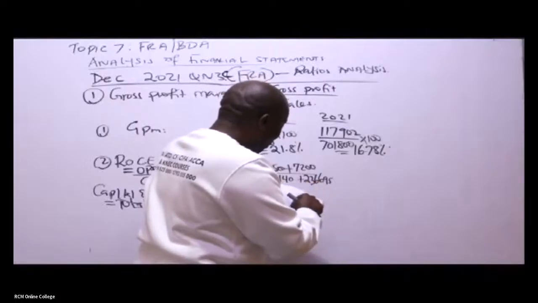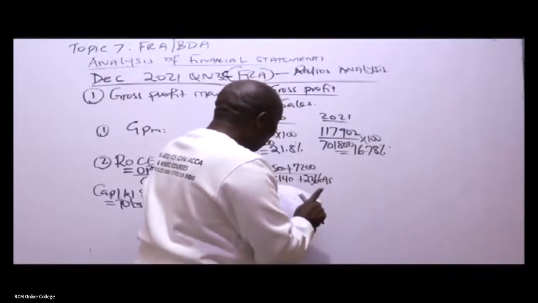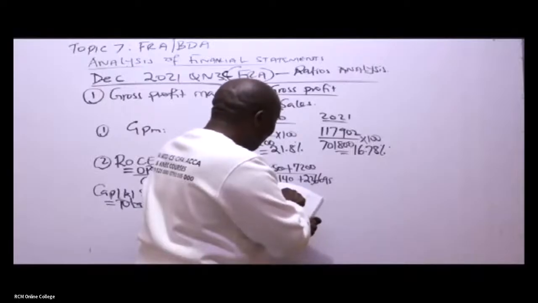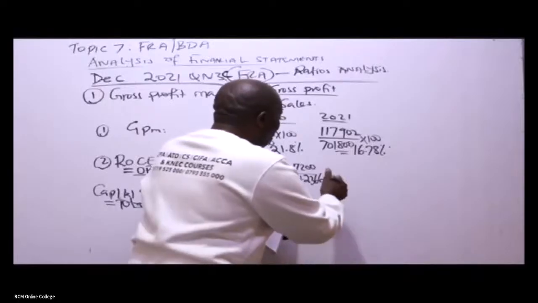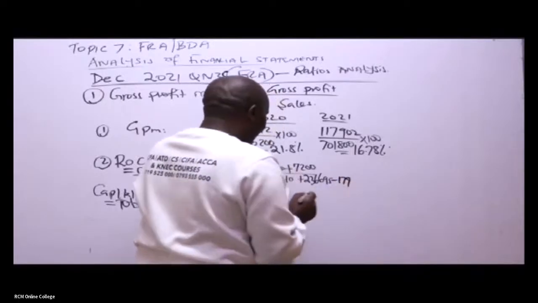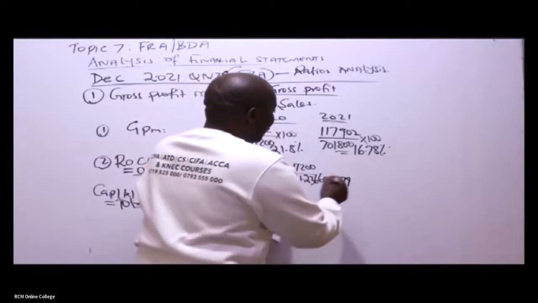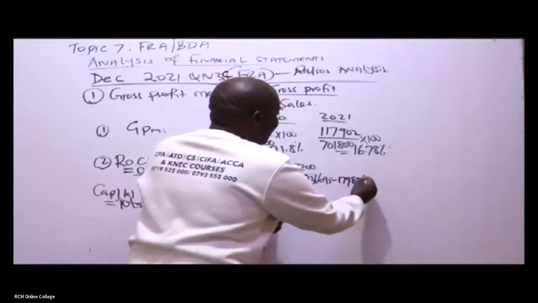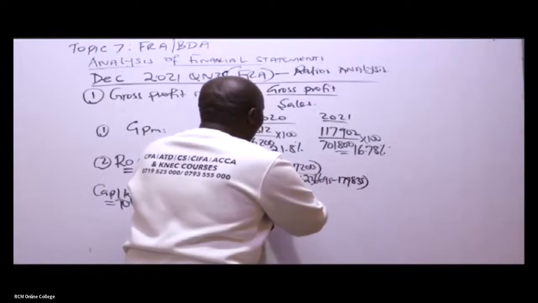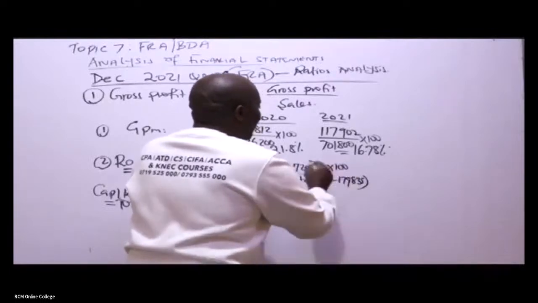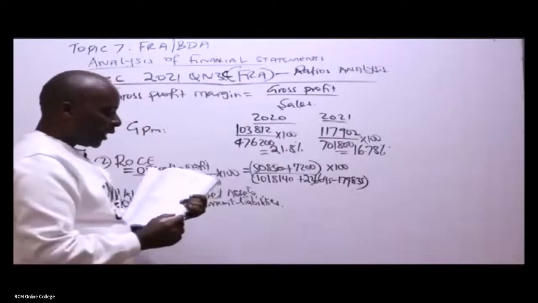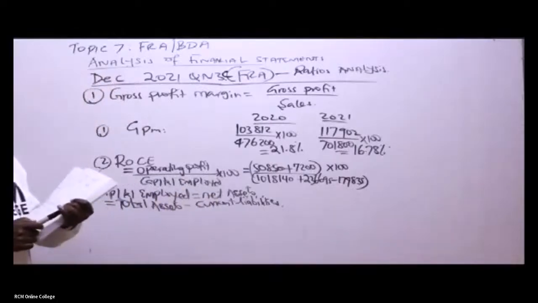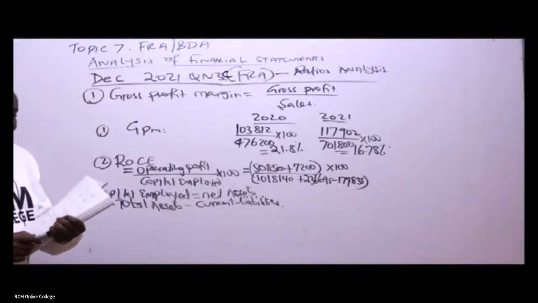Current liabilities for 2020, if you see, there are only two: trade payables and current tax payable, totaling 179,835. So whatever you get here, you should be able to multiply with 100. You give me the percentage. As I repeat, give me the percentage.